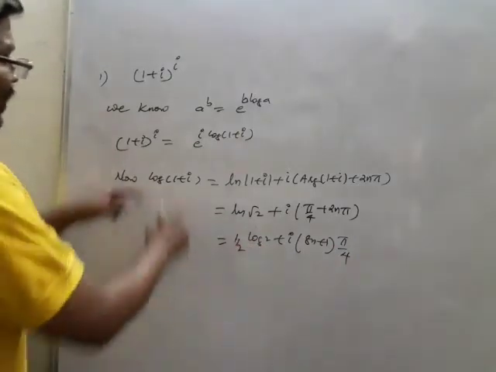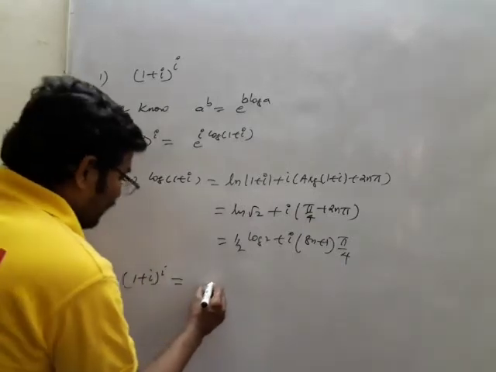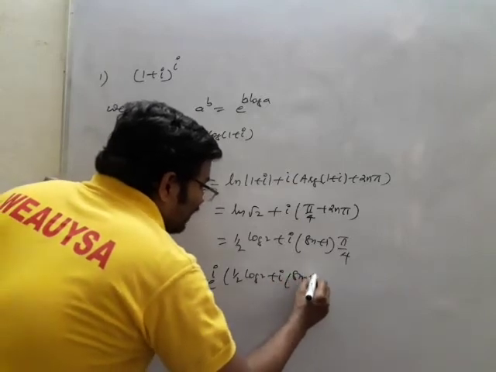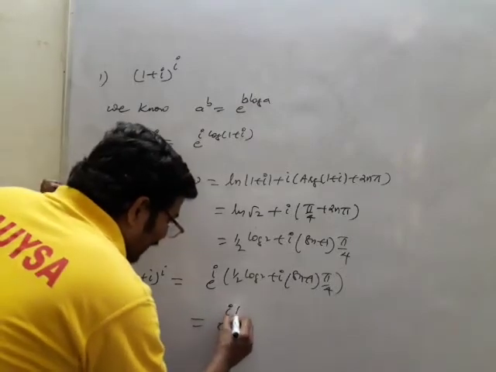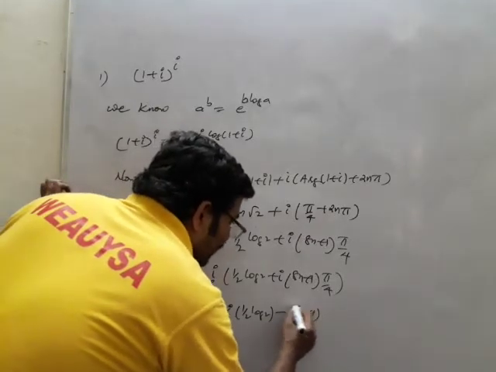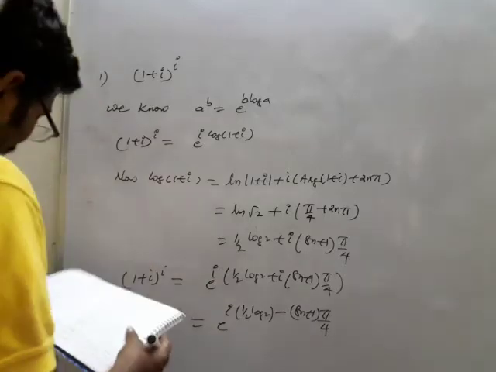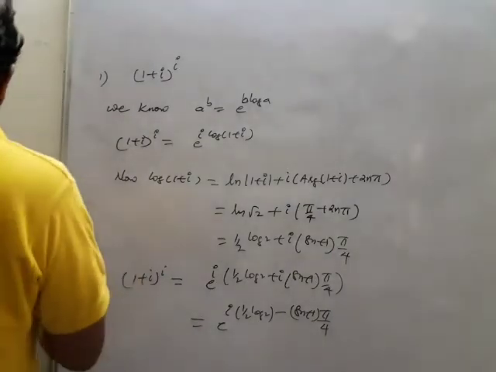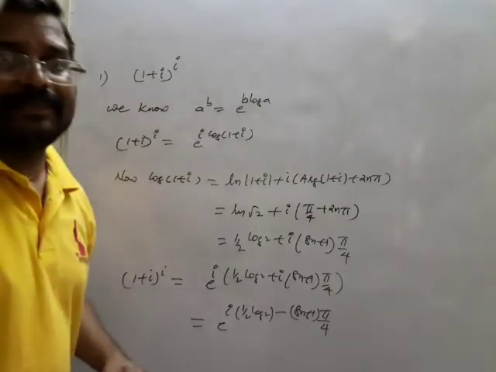You substitute this value here. So 1 plus i whole power i is equal to e power i into 1 by 2 log 2 plus i into 8n plus 1 pi by 4. You multiply i inside, and you get e power i into 1 by 2 log 2 minus 8n plus 1 pi by 4. This is the value you have got for this problem. Like this you can do many more problems based on this logarithmic function. Thank you.